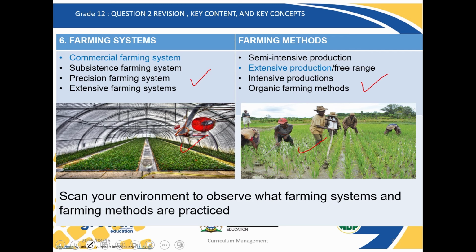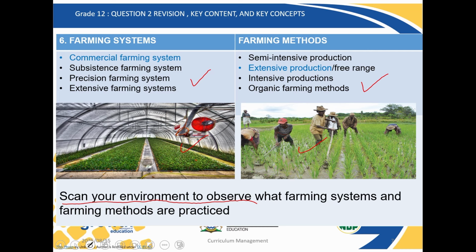Look at the pictures. That's why it's very important here to be able to analyze a picture that is in your question papers. So I'm asking you, learners, to scan your environment, to observe what farming systems and farming methods are practiced. Because these farming systems and methods, they are just done in our communities. As we drive around, you should be able to see that, oh, this is what we were taught in class, and this is what we saw also in the question papers. So your agroforestry, intensive production, extensive, as well as your semi-intensive production methods.